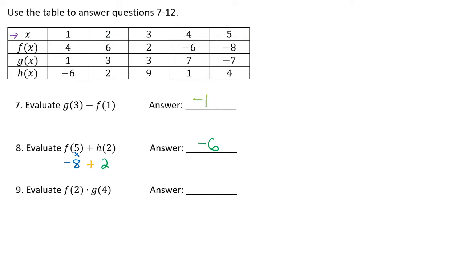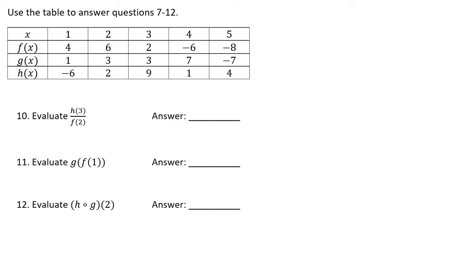Okay, and so now we have number 9. We're going to evaluate. We got f of 2. So x is 2. And we want to go to the f function. So that's going to be 6. Then we have our times sign. Then we have g of 4, so we go where x is 4, and we're going to go to the g function. So the y value is 7. And so 6 times 7, 42.